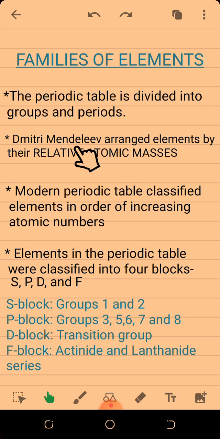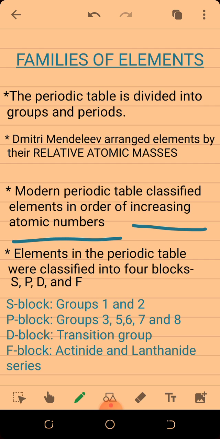Russian scientist Dmitry Mendeleev arranged elements by their relative atomic masses. However, the discovery of the subatomic particles, that is the protons, neutrons, and electrons, now meant that elements in the periodic table were classified in order of their increasing atomic numbers, right? And this formed the basis of the periodic law, which says that the atomic properties of elements are a periodic function of their atomic numbers.